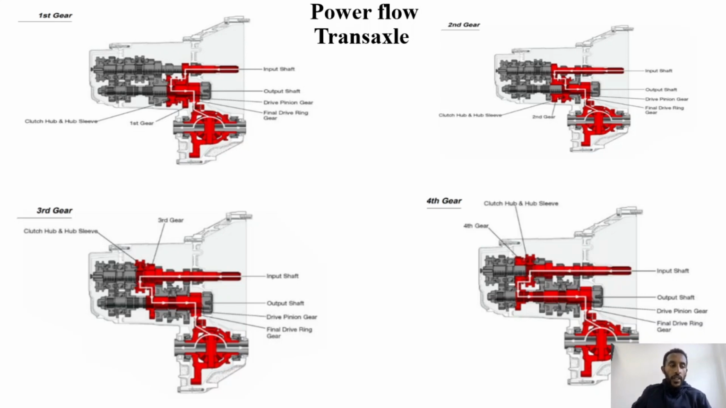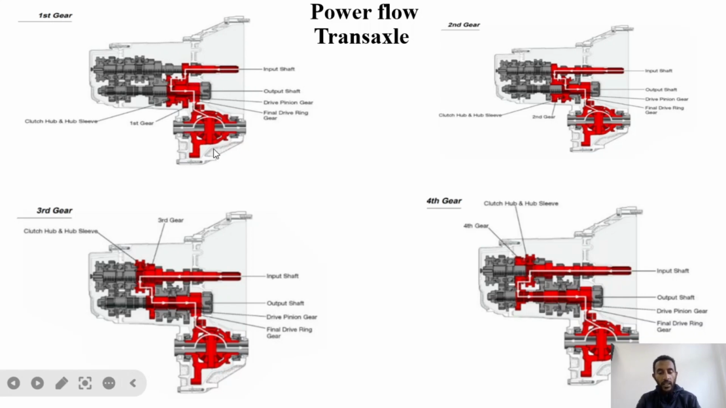If you are clear with the power flow of the manual gearbox, let's see also the transaxle. In the transaxle, let's try to see the first, second, third, and fourth gears. This one is the input shaft, which is mounted to the clutch. So the clutch is already here, the differential is here. That's why we call this one transaxle. Simply transmission, and we will obtain the axle here.